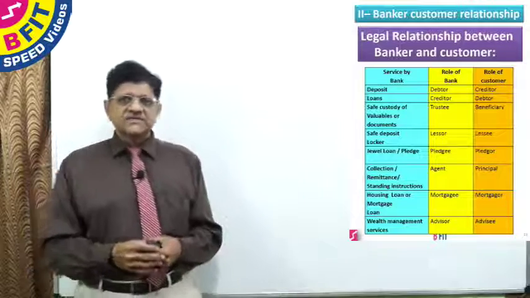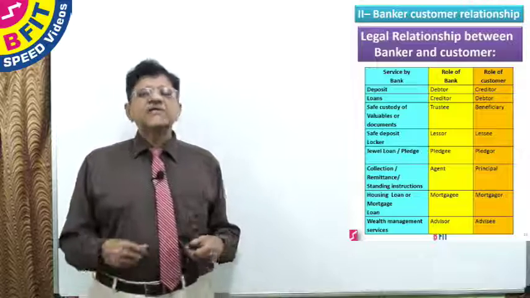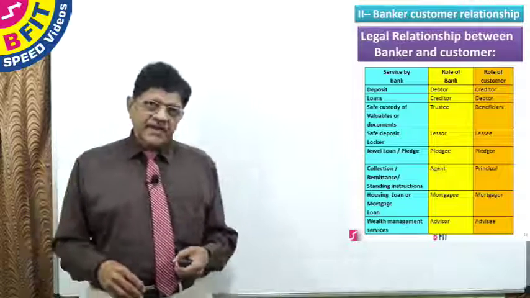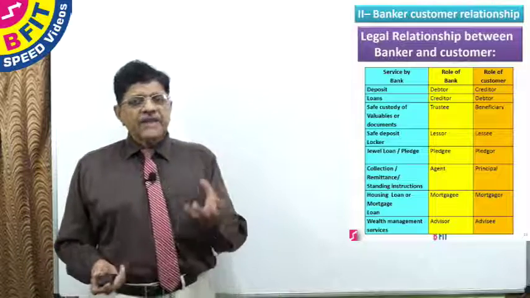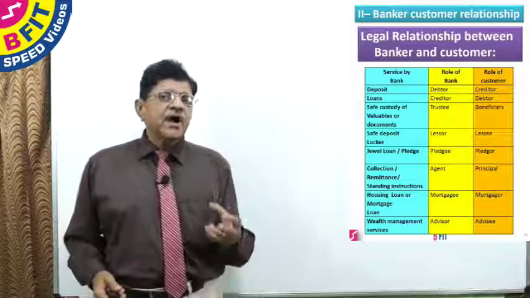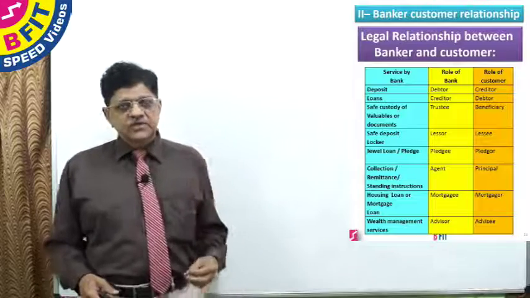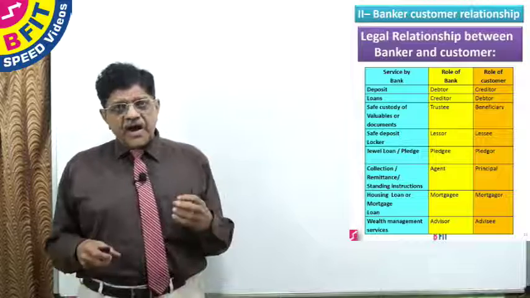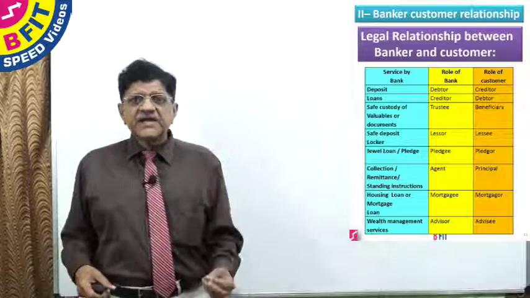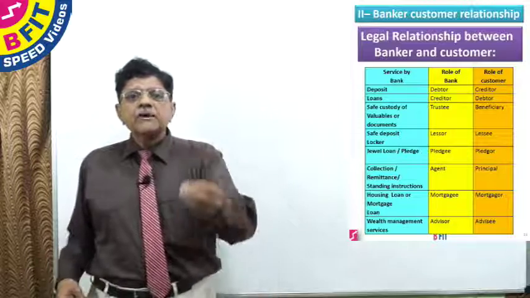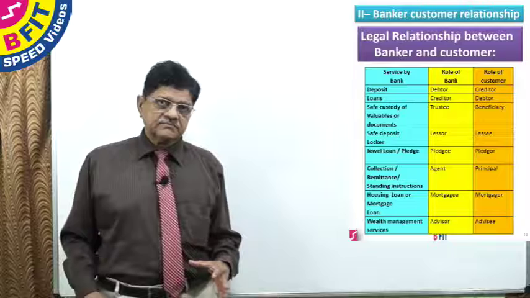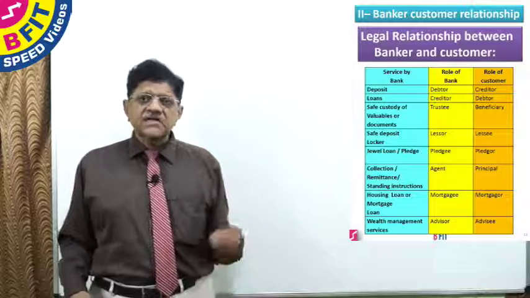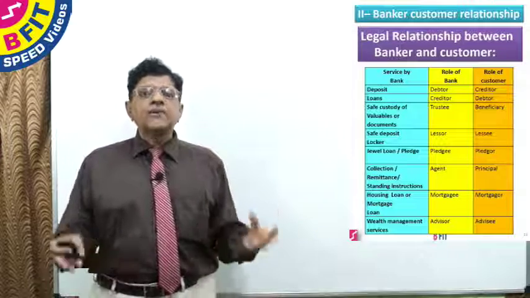Let us take another instance. A bank gives a housing loan. In the case of housing loan, what the bank takes as security? It is the mortgage of the house. What is the difference between mortgage and pledge? Mortgage is the charge created over immovable properties. Pledge is a charge created over movable properties.